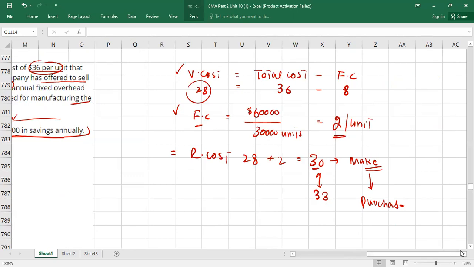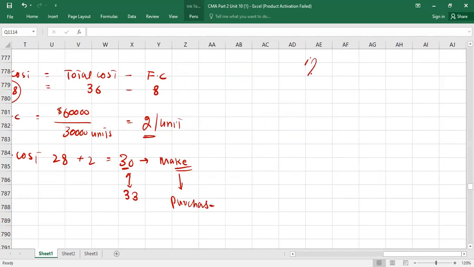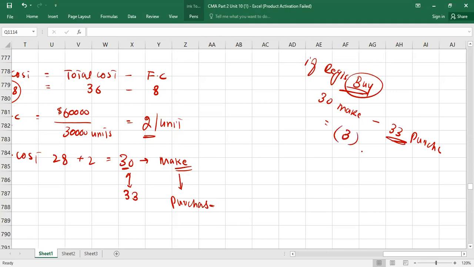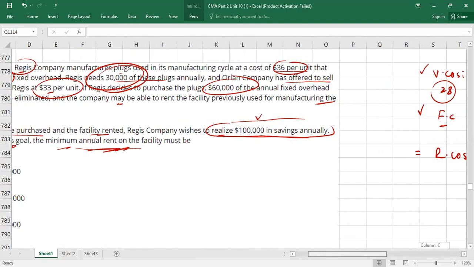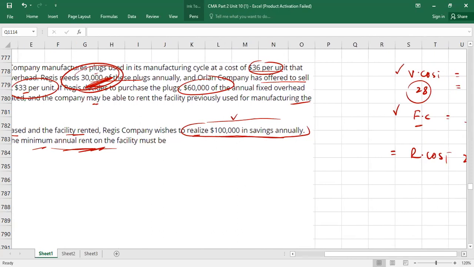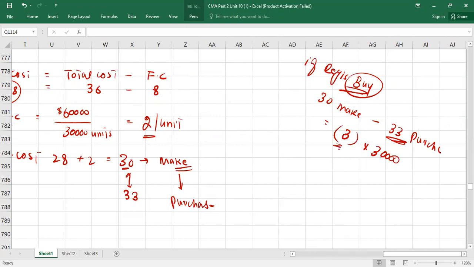And the question is, if Regus company buys the product, how much will it lose? The cost to make is $30, and the cost to buy is $33. If you select $33, you would lose $3 per unit. And how many units are there? You are planning to buy 30,000 units, given in the question. It means you are paying $3 extra for each plug, and there are 30,000 plugs. So you will lose $90,000.